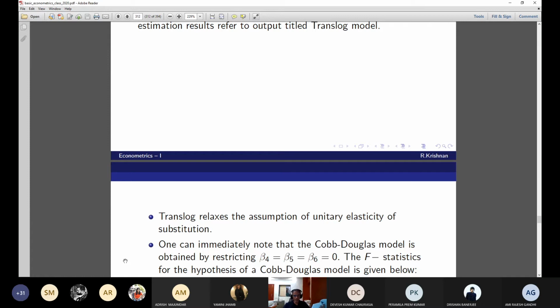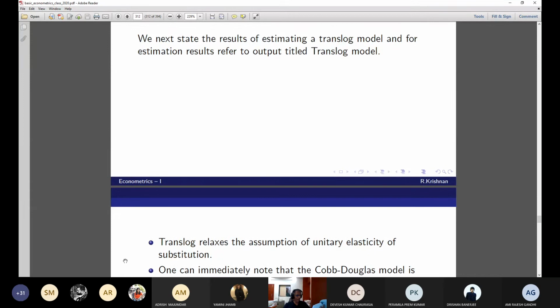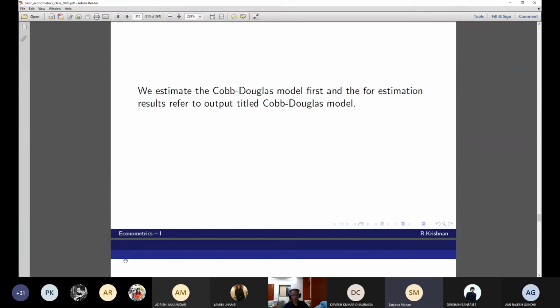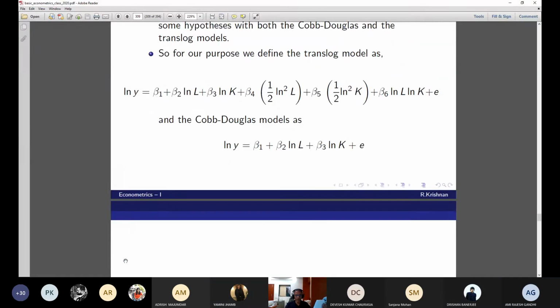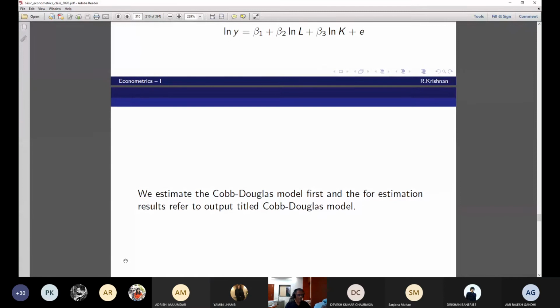Now, how would you retrieve the Cobb-Douglas model from the translog? The last coefficient would be 0 for log nk. What is the parameter restriction? Beta 4 equals beta 5 equals beta 6 equals 0. Okay, that is it. How would you test this? Get me an F test for this.